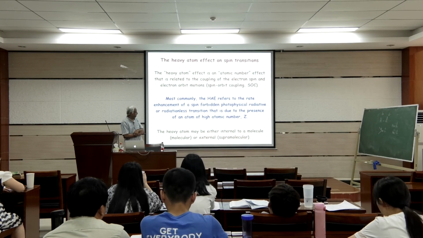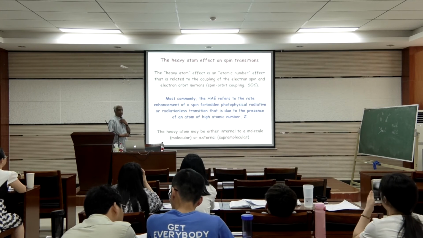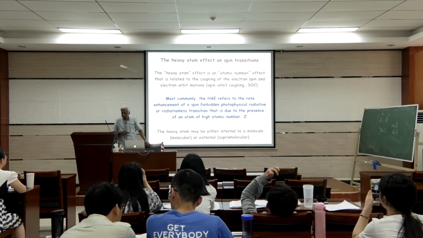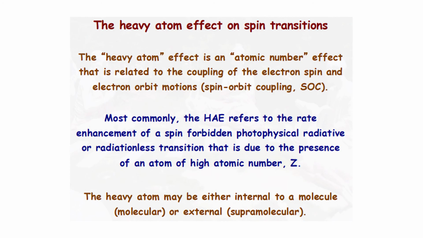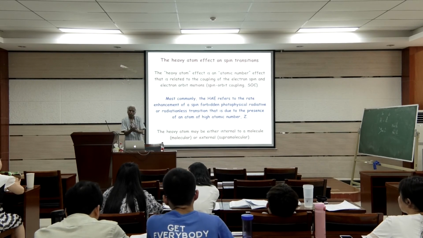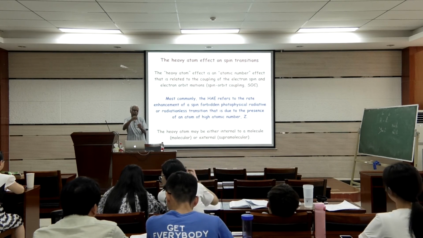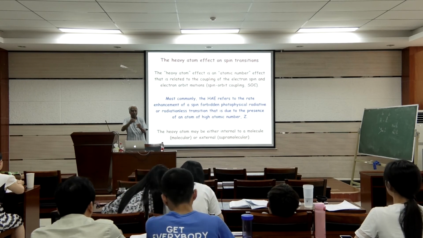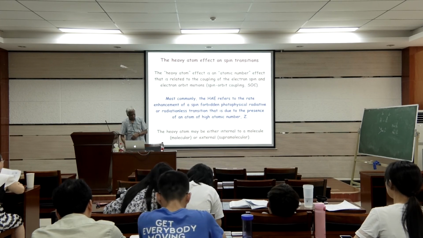Now, the heavy atom may be either internal to a molecule or it could be external. So if you have, for example, naphthalene versus iodo-naphthalene, the iodine is connected to the naphthalene, that is internal. You make the compound, you cannot remove the iodine, and now the iodine is stuck onto the naphthalene. Or what you can do is take the naphthalene and add ethyl iodide. So they are not connected, and after the emission, you can remove the ethyl iodide. Okay, so that is one way to do this.